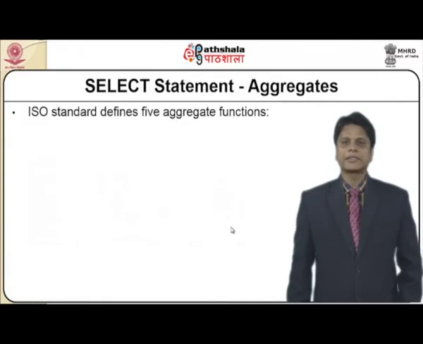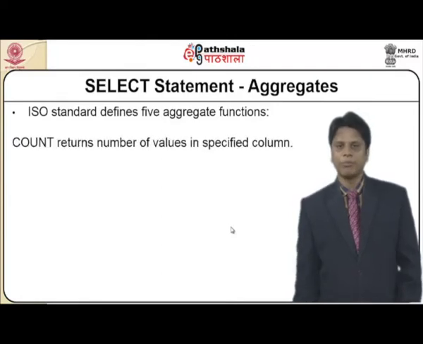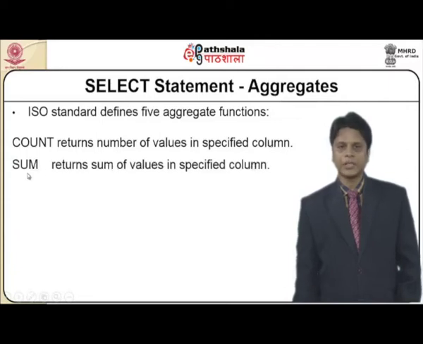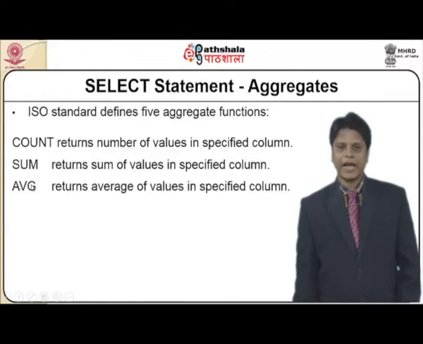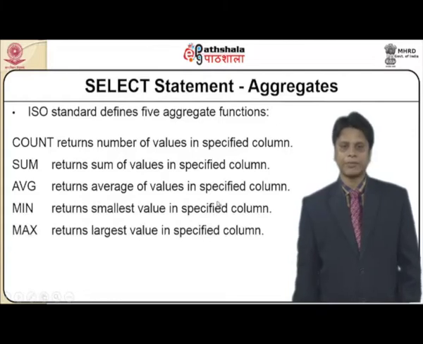Now, we will look at the select statements aggregates. The International Standards Organization defines 5 aggregate functions, one with count, which returns the number of values in the specified column. The second with sum, which returns the sum of values in the specified column. The third one is average, which returns the average of values in the specified column. Minimum returns the smallest value in the specified column, and maximum, which returns the largest value in the specified column. So, this list of values are said to be the aggregates as defined by the ISO standard.